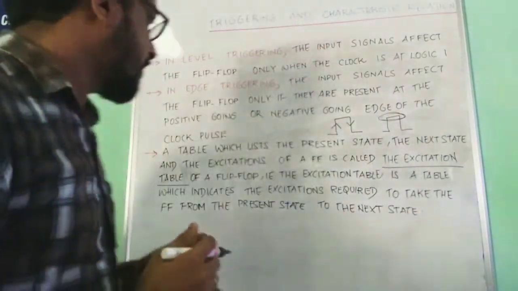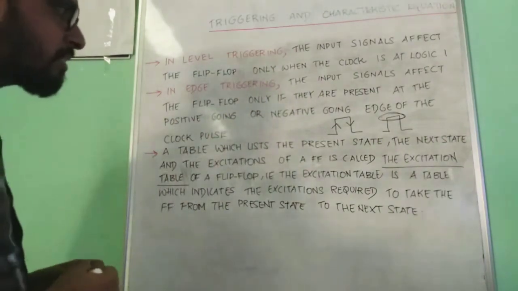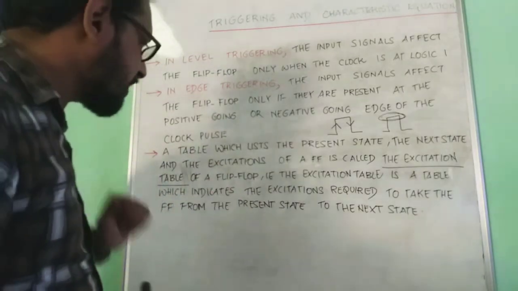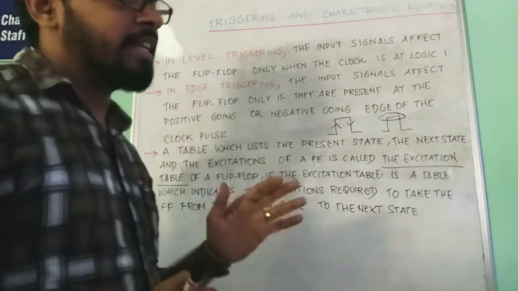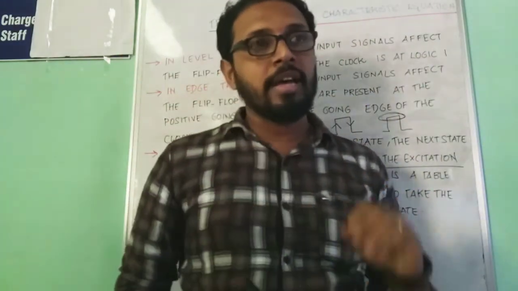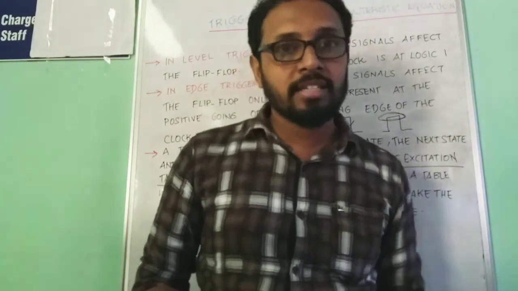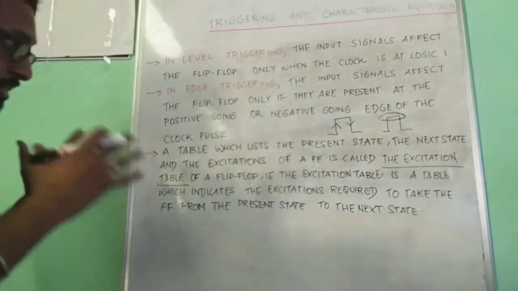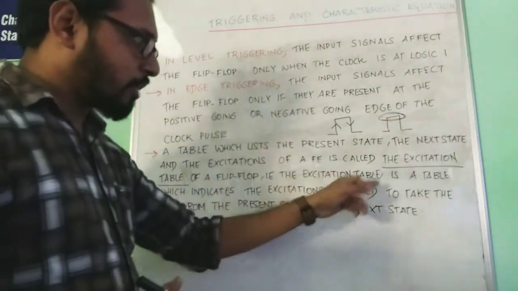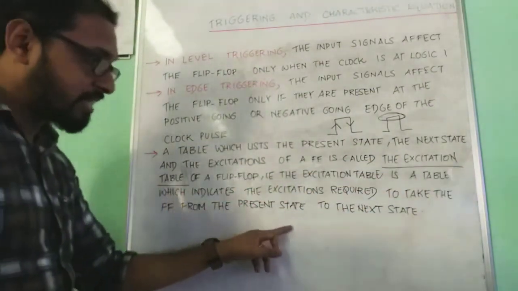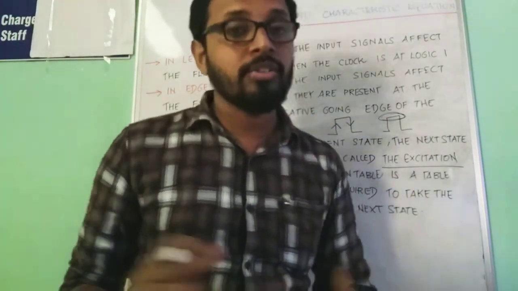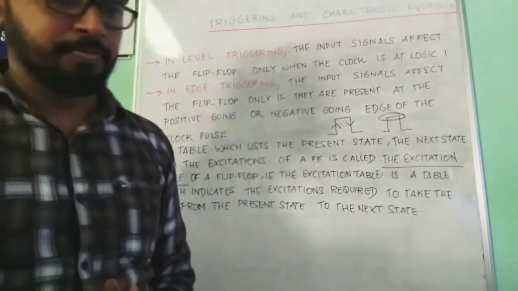Clear? A table which lists the present state, the next state, and the excitations of a flip-flop is called the excitation table of the flip-flop. That is, when the flip-flop is in a state and it gets a trigger, based on the trigger it will get excited to the next state. The table which stores this information, the excitation table, indicates the excitations required to take the flip-flop from the present state, that's the current state, to the next state, that is the state after the excitation or the trigger. Clear? Let's go.